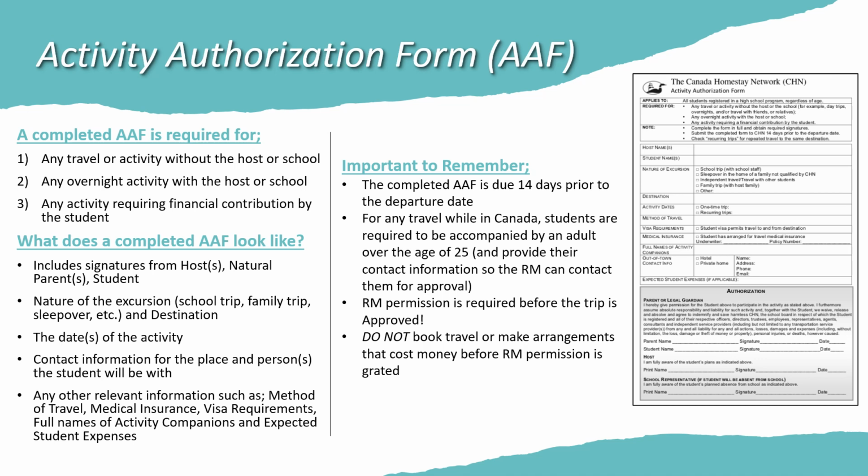Another important document that you'll see during your homestay is the Activity Authorization Form, or AAF. This form is used whenever you want to do an activity like sleepovers or travel with or without your host family or school. When you will be spending time outside your homestay, we need your parents, your host family, and you to sign the form. And if you're going to miss school, you'll need your school coordinator to sign the AAF as well.